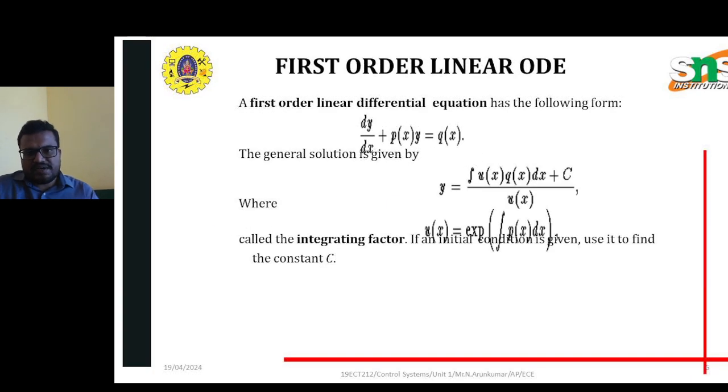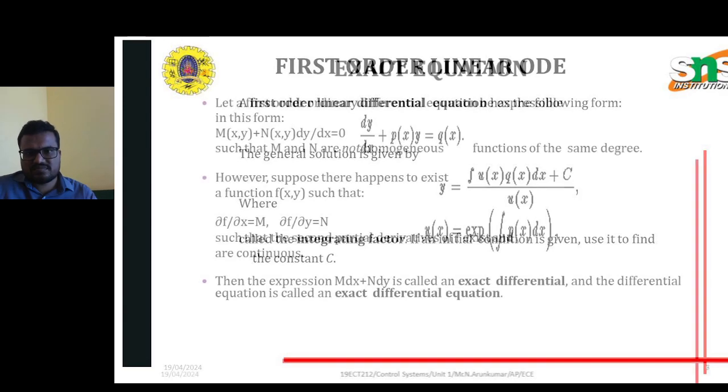First order linear ODE can be followed by poles and zeros. We can calculate the poles and zeros based on the control system variables. For example, dy by dx plus p of x into y equal to q of x can be solved by y equal to integral of f of x q of x dx plus c, divided by f of x. Something we have to insert in this differential equation based on the variables present in the control system.